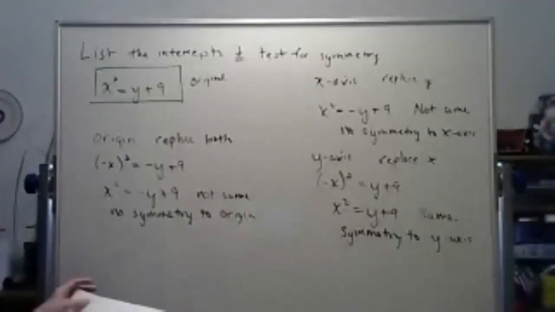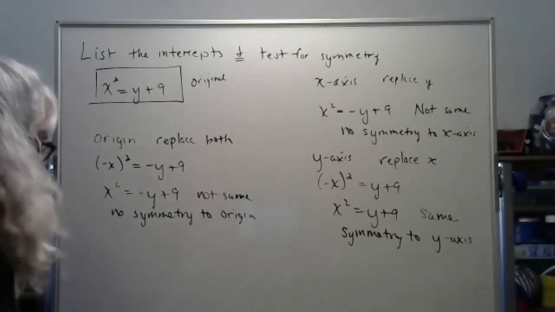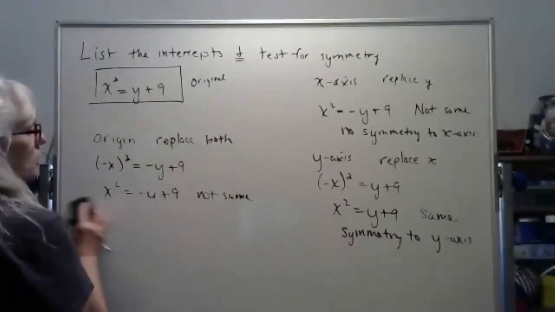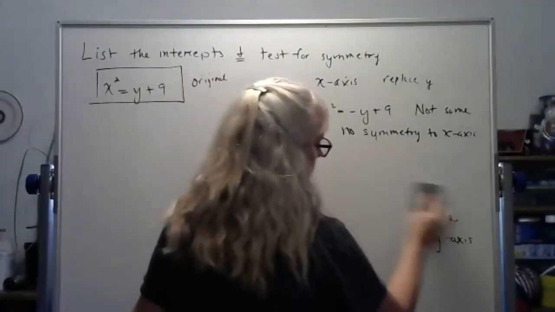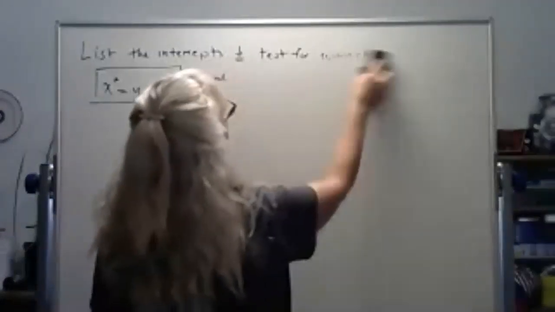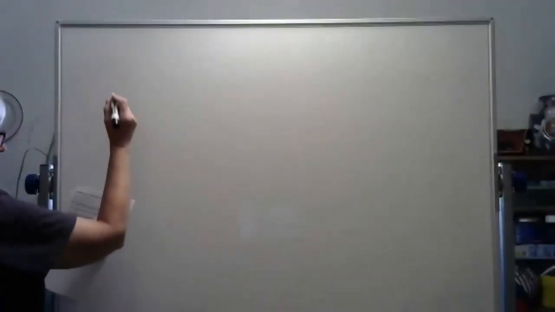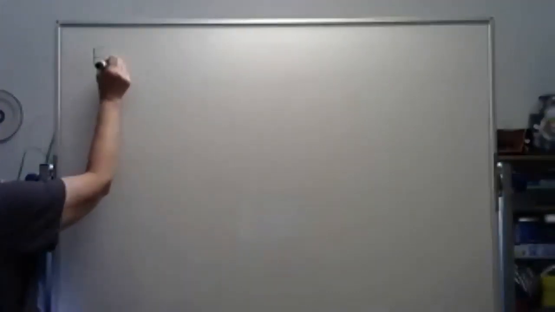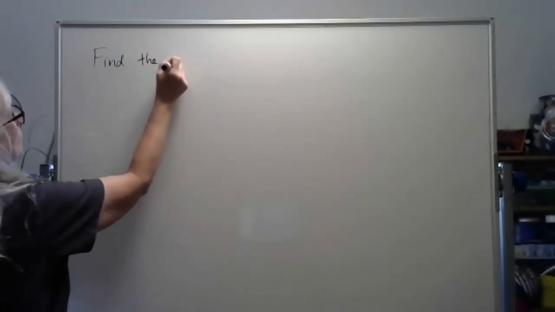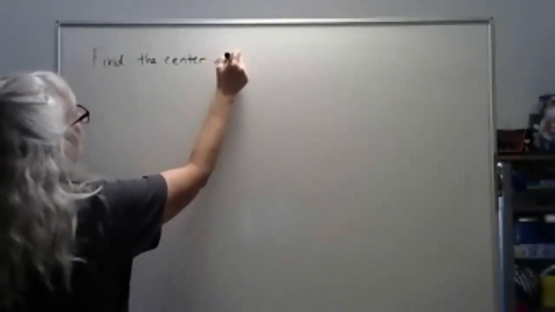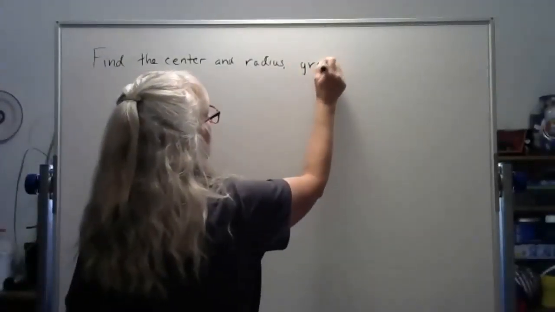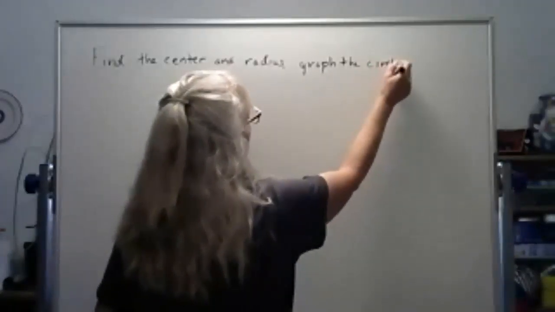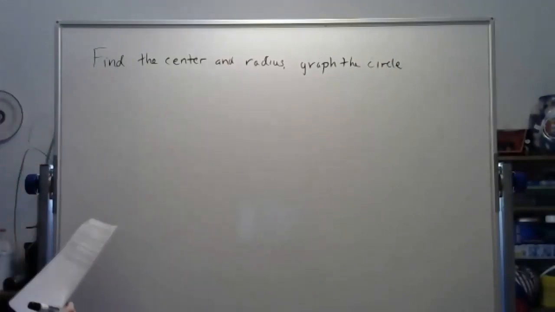Let's see, the other thing, you guys, everybody okay on the circles? If I give you a circle that's not in standard form, can you graph it? You want to do one? Yes, please. Okay, that's all you have to do is ask. So we want to find the center and radius, then graph the circle.